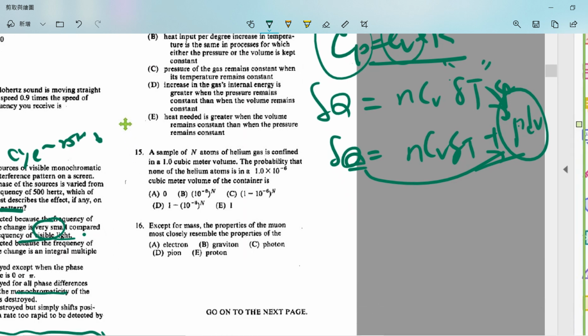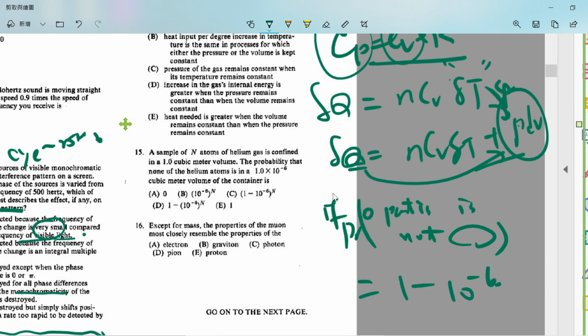15 says that a sample of helium atoms is confined in a 1 cubic meter volume. What is the probability that none of the helium is in this cubic volume? This is a probability question, right? If a particle is not in that region, the probability is 1 minus 10 to the negative 6. So if all of them are not in that region, you raise it to the power n, because we are assuming that the particles are independent of each other. So the answer is C.